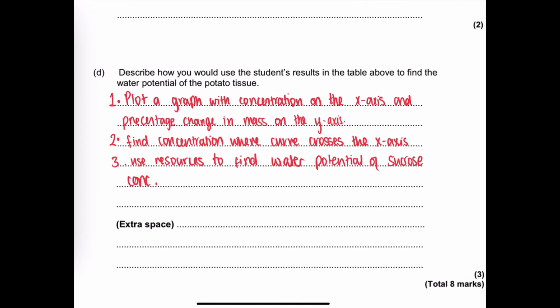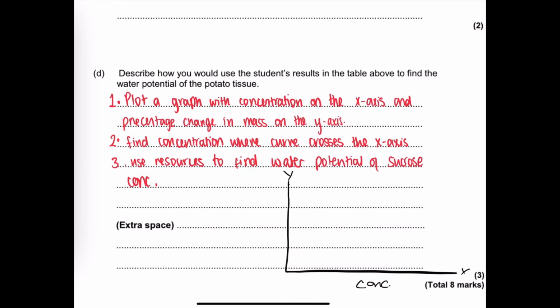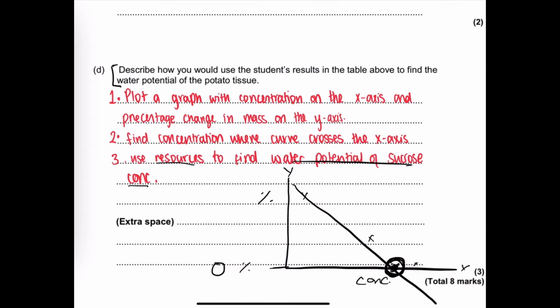So D, describe how you could use the students' results in the table above to find the water potential of a potato tissue. You basically plot a graph. You'll have concentration on the x-axis and percentage change in mass on the y-axis. Once you plot your graph, it looks something like that. Wherever it crosses the x-axis, which means when the percentage change is 0, you find that concentration. Then you use different resources to find the water potential of that sucrose concentration, and that's how you get the answer. With these types of questions, it's always the same 3 points that you have to add, so you just put these every single time.